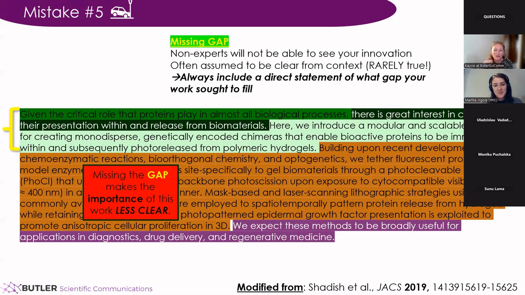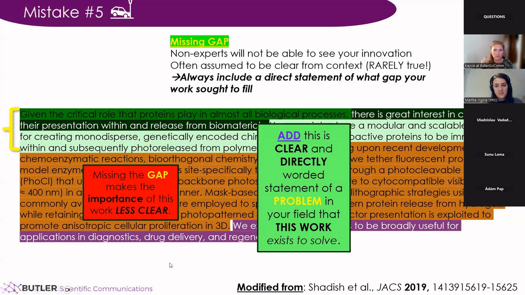Without this gap statement, a reader is going to have to guess how far you moved that edge of knowledge. And guys, you don't want your reader to ever have to guess on this important information about your paper. So here, missing this gap statement is making the importance less clear. Always instead add that clearly directly worded gap statement after your problem, before your objective, so your reader knows the problem that your work exists to solve.